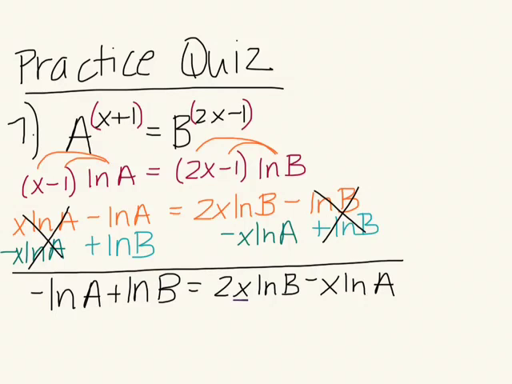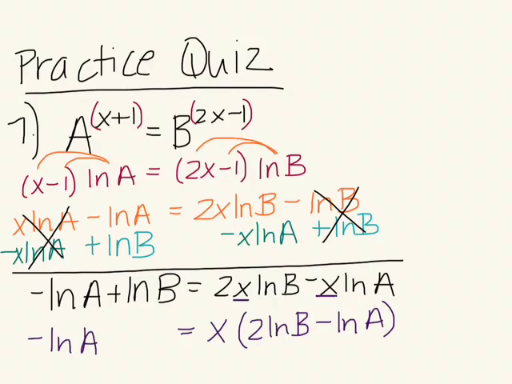Now we want to factor out the x. That's why we got our x terms on the same side of the equation. So our x is all factored out, and now we're going to divide both sides by our parentheses here. And I'm going to write that on the next slide.